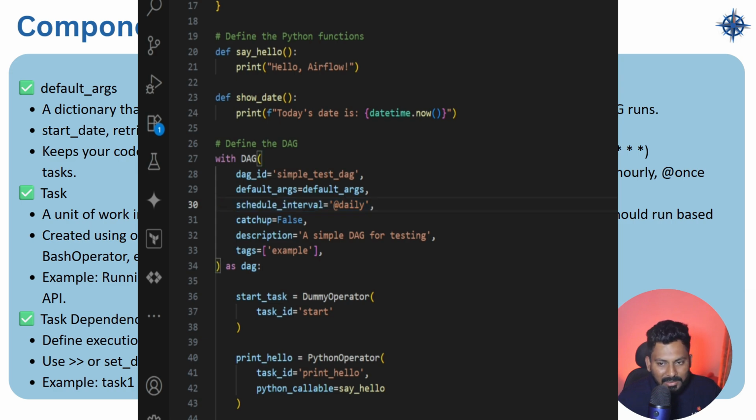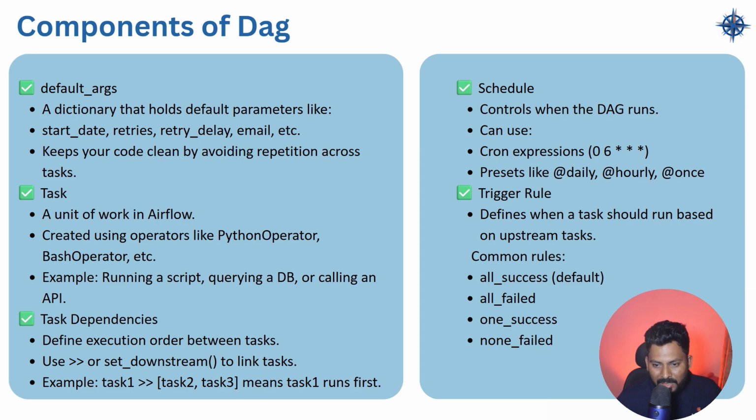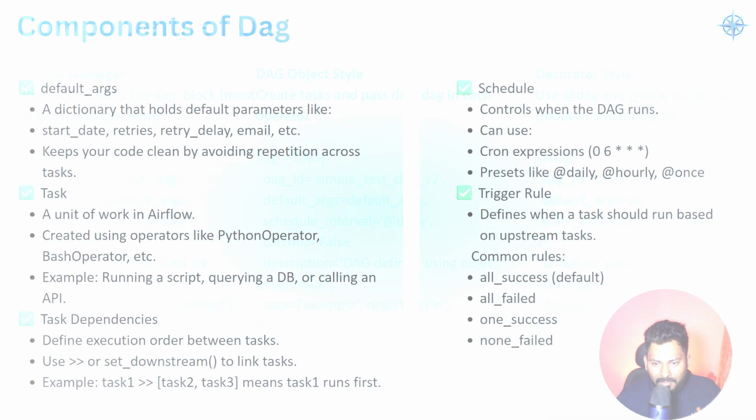Then it comes to the trigger rule. In trigger rule we have to define when the task should be executed based on the upstream task. There are 4 common rules. One is all success. It means if all the previous tasks succeeded, then only the task will execute. Second is all failed. When all the previous tasks failed, then only it will execute. Third is one success. It means let's say you have 2 tasks before parallelly, and if any one of them is success, then it will execute. And fourth is none failed. There are multiple rules. We will discuss in a separate video what these rules are and how we can use them based on our requirement. So these are some components of DAG. Hope you understood now the different components of DAG.